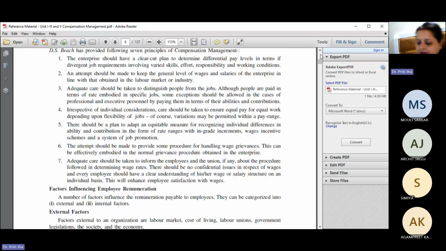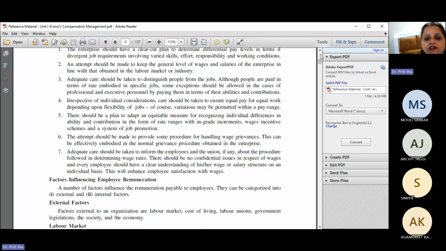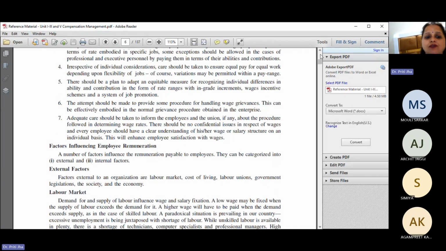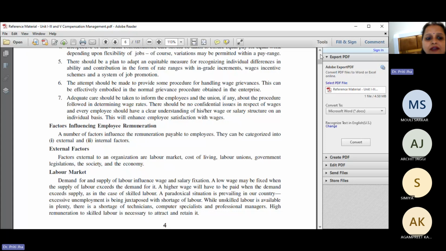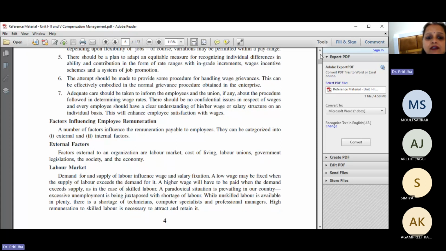Next topic is factors influencing employee remuneration. There are basically 2 factors that influence employee remuneration. These are external factors and internal factors. In external factors, we have labor market, cost of living, labor unions, government legislations, society, and economy.